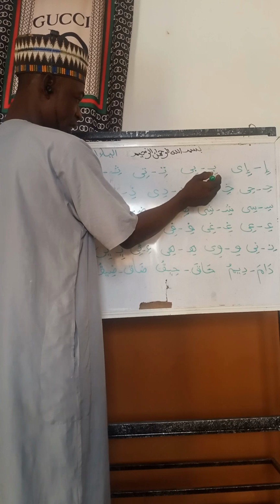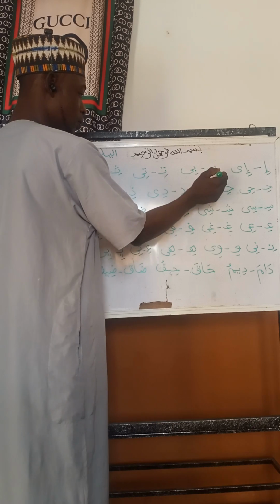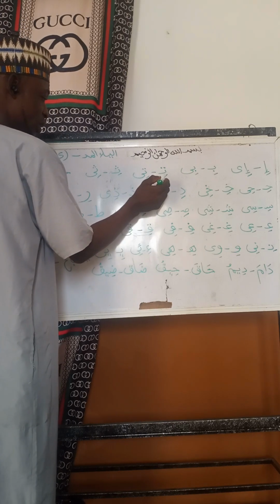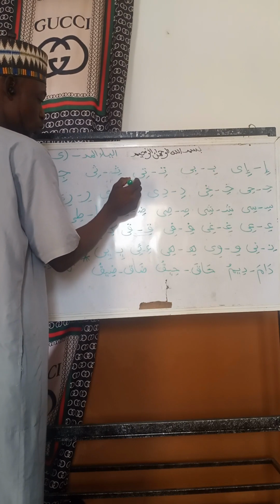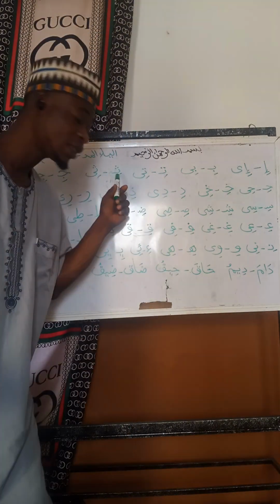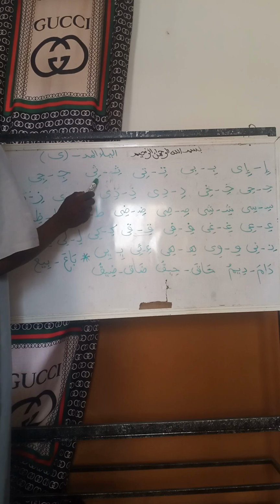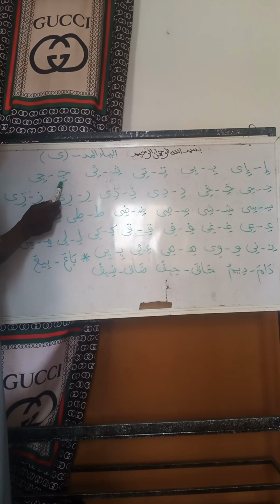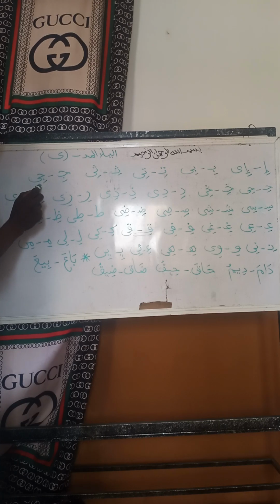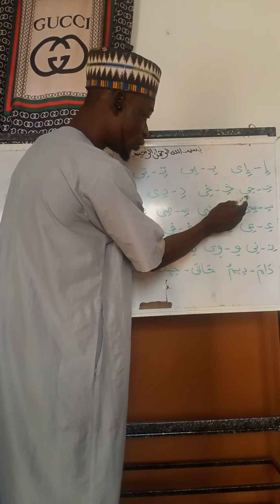This is B. This will be prolonged in the count of two. B, B, B. This will be pronounced as T, and this will be T in the count of two. This is C, as you can see it here, and this will be prolonged in the count of two. This is G, this will be prolonged in the count of two. This is H, and this will be prolonged in the count of two.